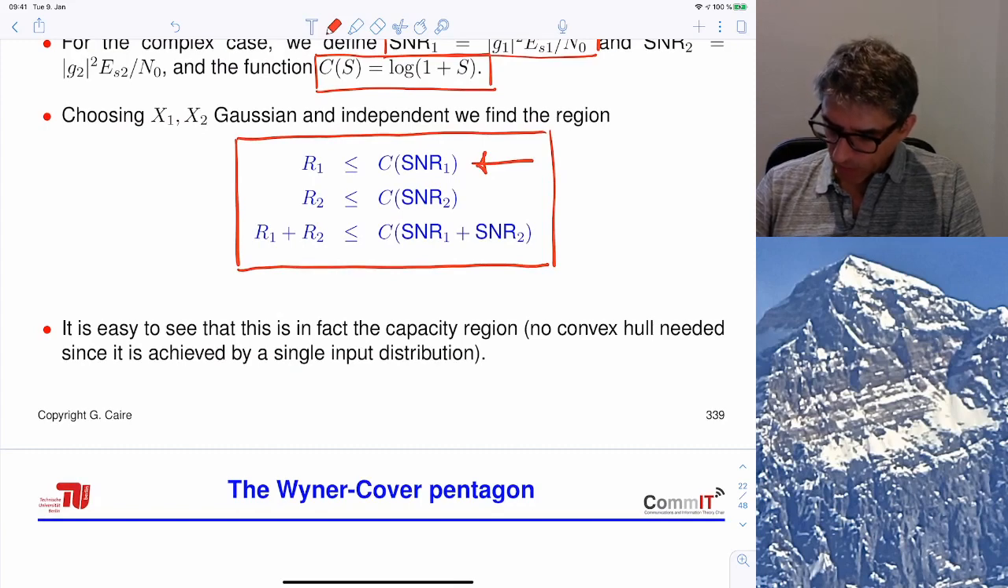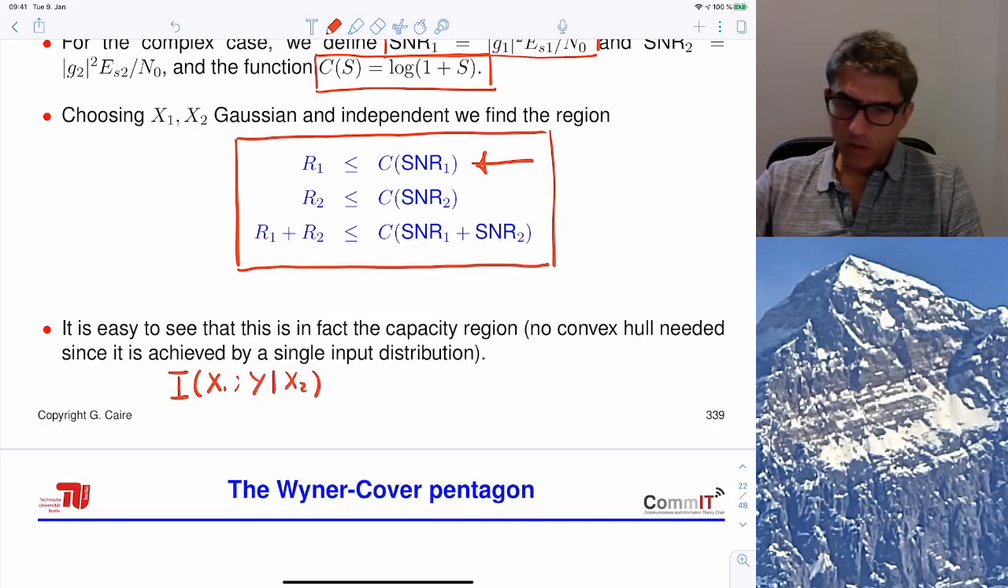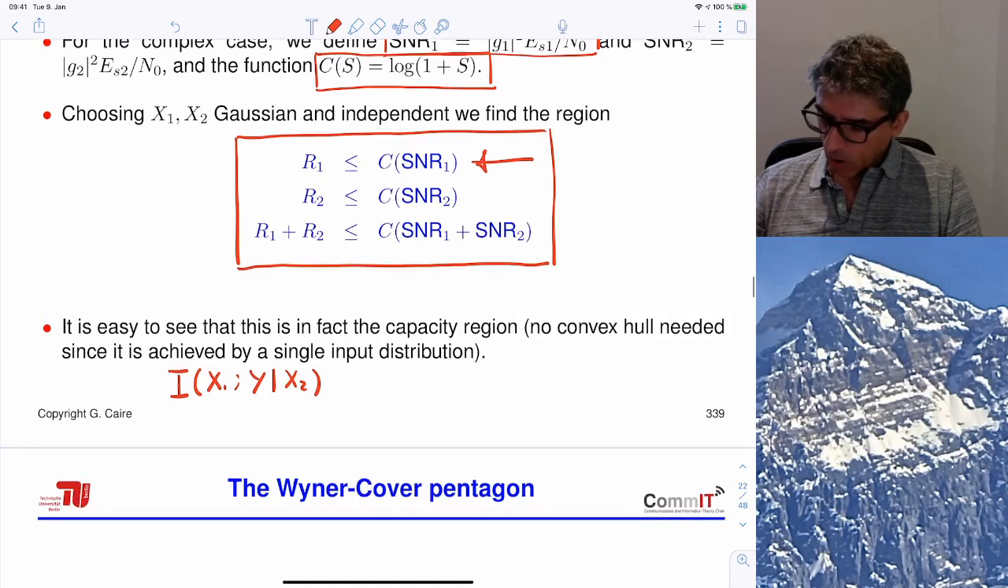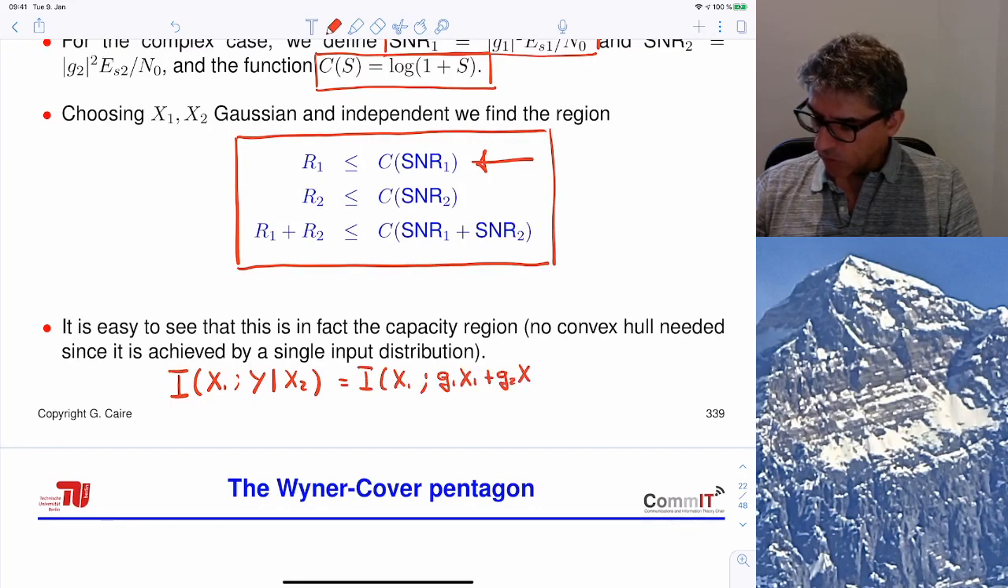In the first inequality, we have to characterize the mutual information between X1 and Y given X2. And there is no Q, because here Q is not used. I'm just considering a fixed choice of the input distributions. So what is this? This is the mutual information between X1 and Y. In fact, it is G1X1 plus G2X2 plus Z, given X2.